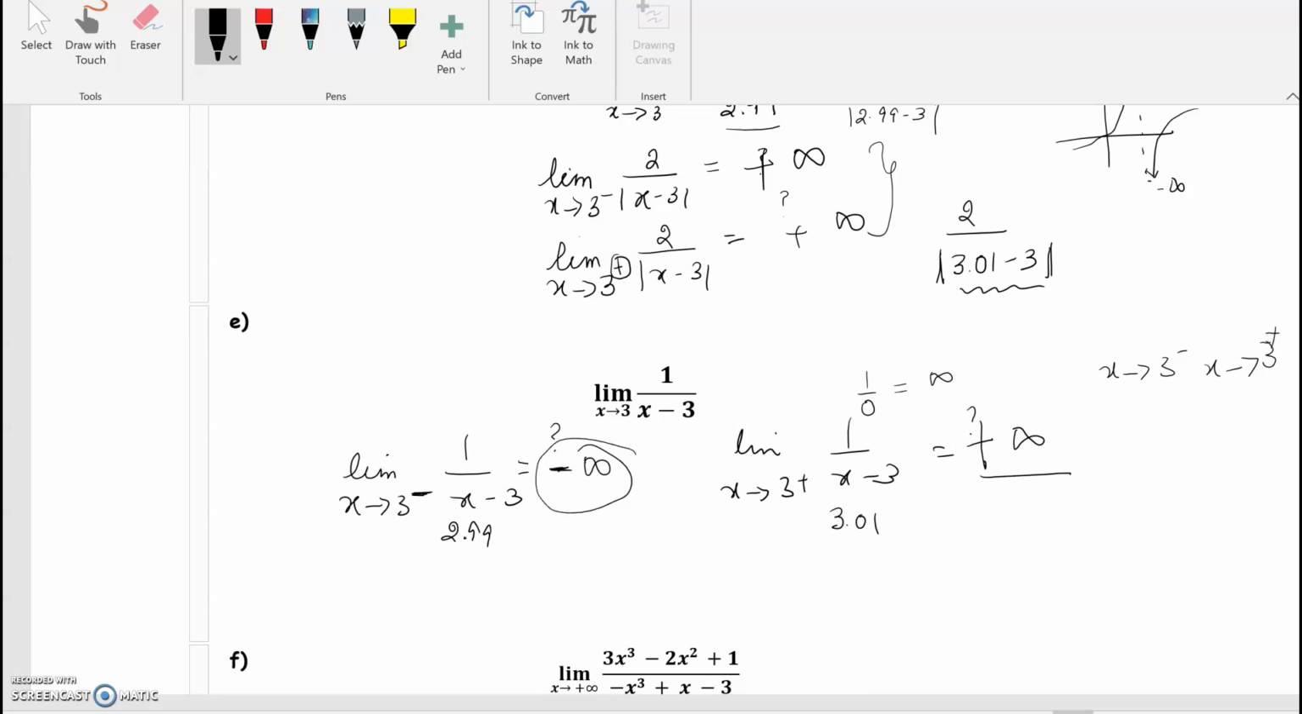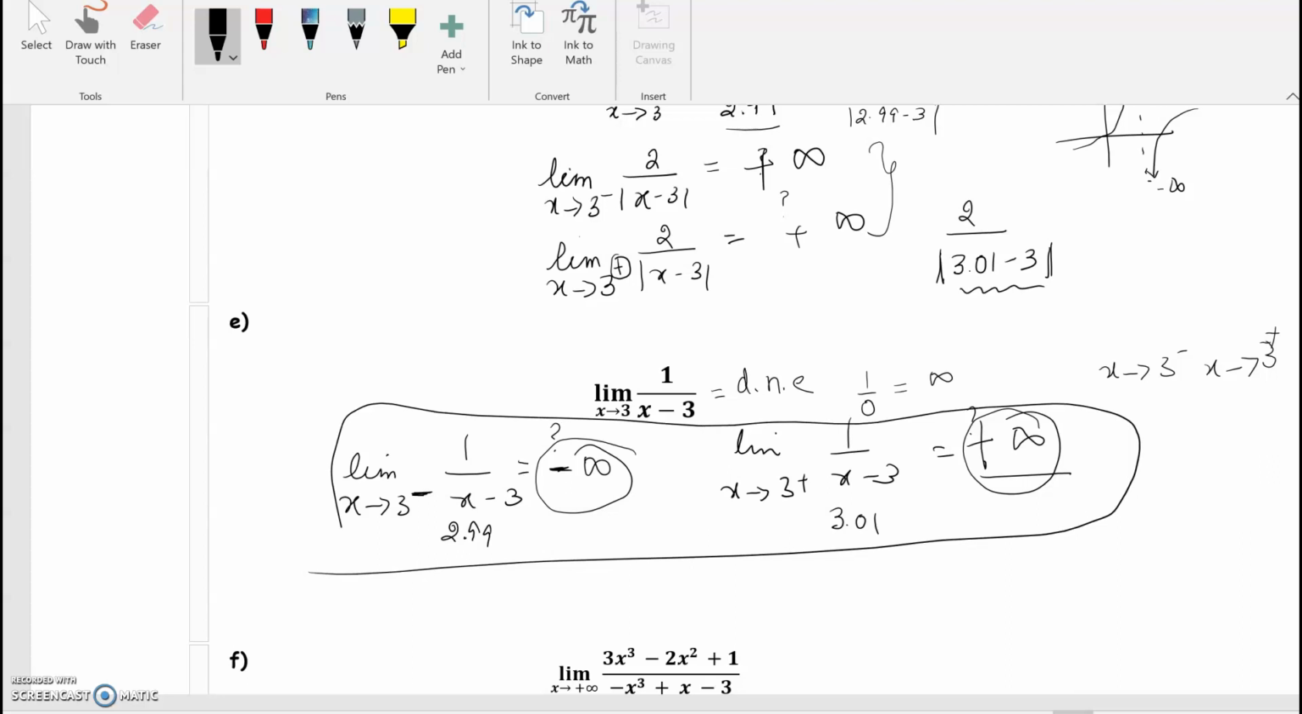So the left limit is negative infinity, the right limit is positive infinity, but they do not match. So therefore, your conclusion, and you have to show all this work to make that conclusion, is that the limit does not exist.